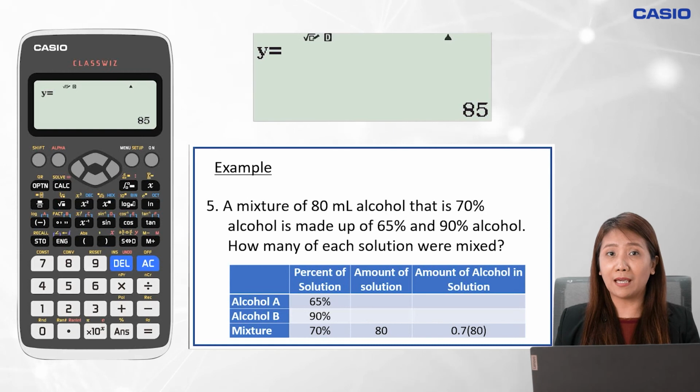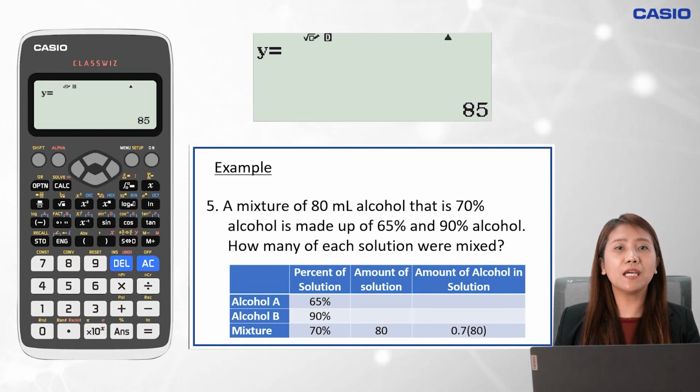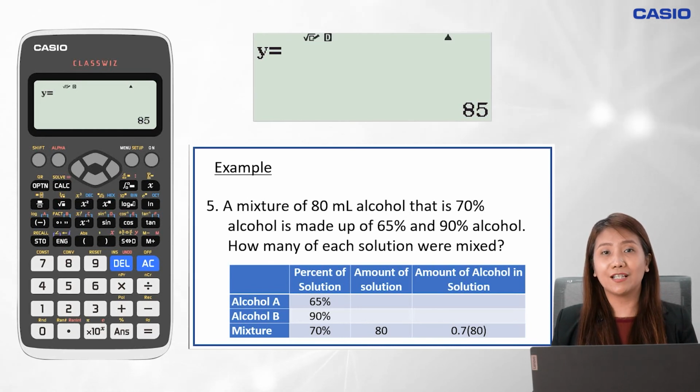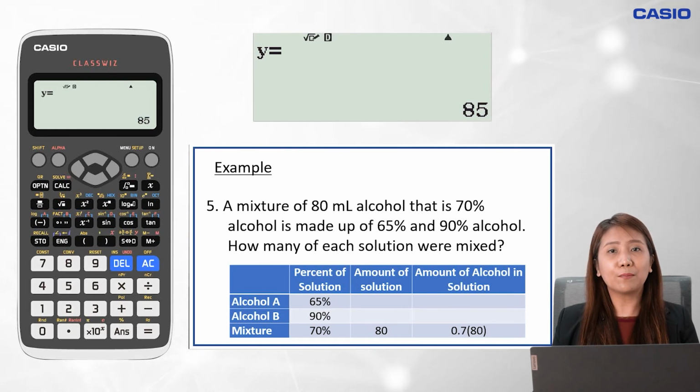A mixture of 80 ml of alcohol, that is 70% alcohol, is made up of 65% and 90% alcohol. How many of each solution were mixed? Let us represent the amount of solution in alcohol A as x and the amount of solution in alcohol B as y. Looking at the amount of solution, we know that the total is 80. We will represent that as x plus y equals 80.